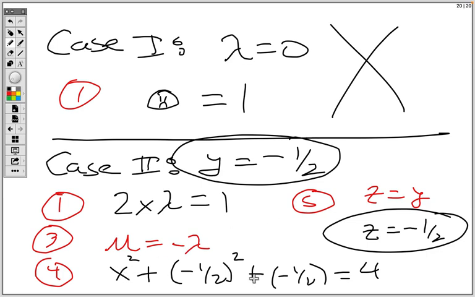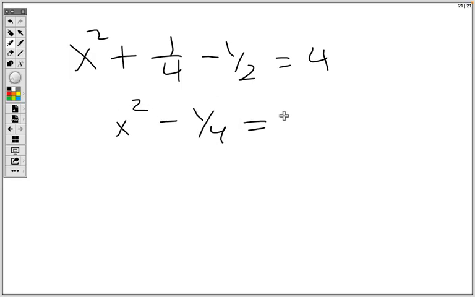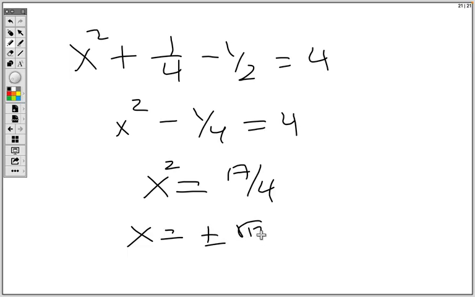So now I can get what x is from here. So we got a couple minutes here. We should be able to finish this one off. So x squared plus a quarter minus a half is 4. So x squared minus a quarter is 4. So x squared would be 4 1/4, 17/4. And so you take your square roots. There you go. And now I just go back. I've got my y and my z. Those are my y's and my z's.